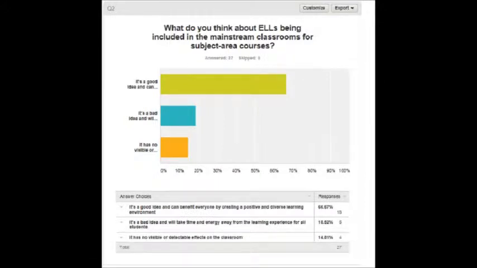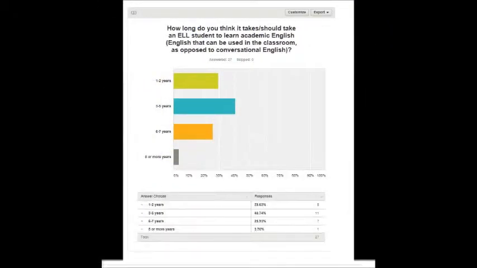Our second question was, what do you think about English language learners being included in the mainstream classrooms for subject area courses? Many said that it's a good idea and everyone can benefit, and it will create a positive and diverse learning environment. Some said it's a bad idea and will take time and energy away from the learning experience for all students. And some also said it has no visible or detectable effects to the classroom.